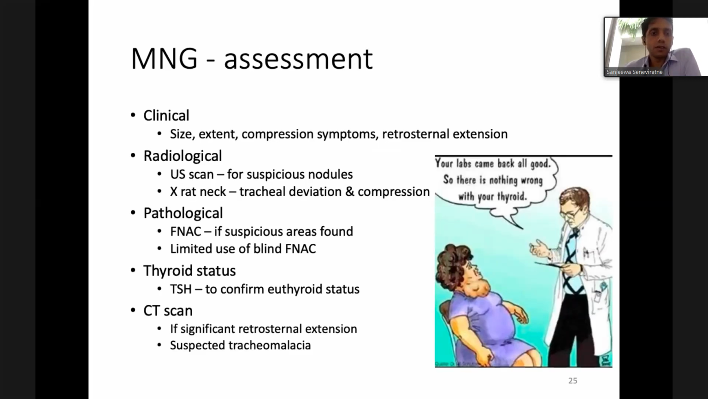So when somebody comes with a multinodular goiter, what do we do? We need to assess clinically the size, extent, whether they have compression symptoms, as well as whether there is a retrosternal extension, because these are things that are important for our management. Also, we need to check with the patient whether the patient has any cosmetic concerns regarding the goiter.